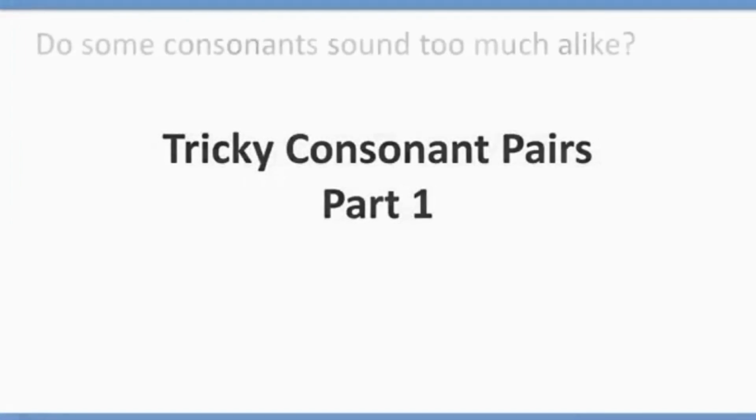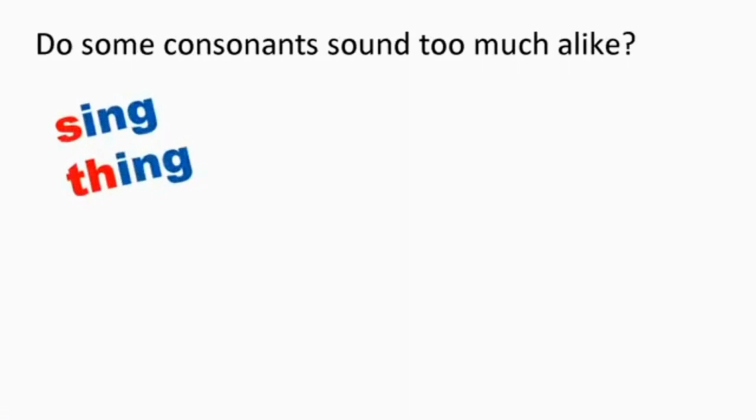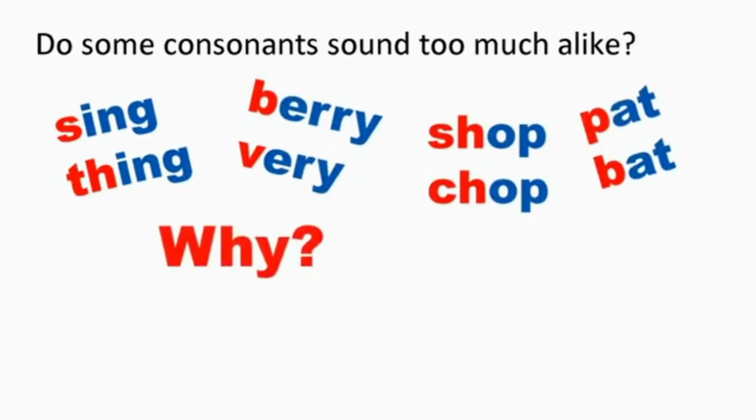Tricky Consonant Pairs, Part 1. Do some consonants in English sound too much alike? For example, some people may have trouble distinguishing the first sounds in sing and thing, or the first sounds in berry and very, or shop and chop, or pat and bat? Why do some consonants cause so much trouble?